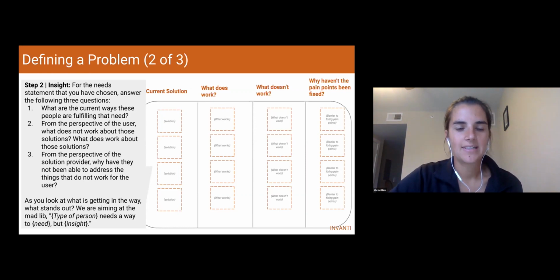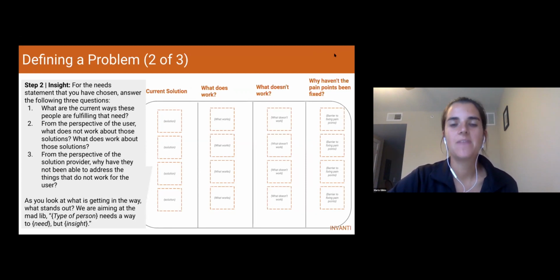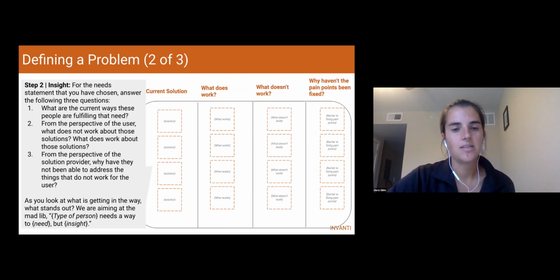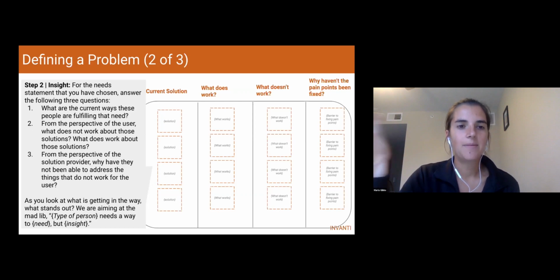The next question we want to ask, still putting yourself in the shoes of that type of person, is what is working about that solution for them? What do they really like about it? What is actually doing a good job of helping them meet that need? List those out. Then we're going to take the other side and say, what still isn't working about that solution? What are they frustrated by? If you ask them, hey, how's it going with using XYZ solution, what are they going to tell you doesn't work about it or is getting in the way of meeting that need? And then the last thing we're going to do is switch perspectives. Now we're going to imagine we are whoever is providing that solution, and ask ourselves, why haven't they fixed what sucks about this?